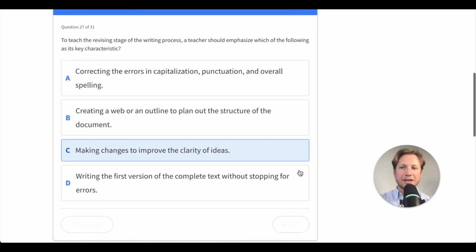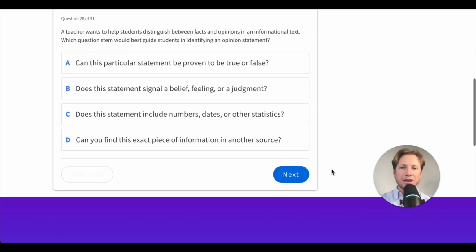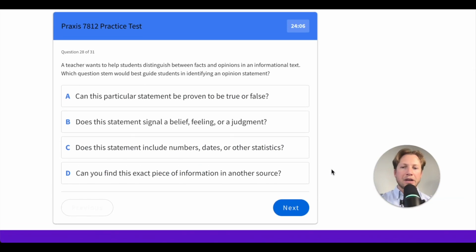of ideas. Question number, moving on up there. This asks, a teacher wants to help students distinguish between facts and opinions in an informational text. Which question stem would best guide students in identifying an opinion statement?